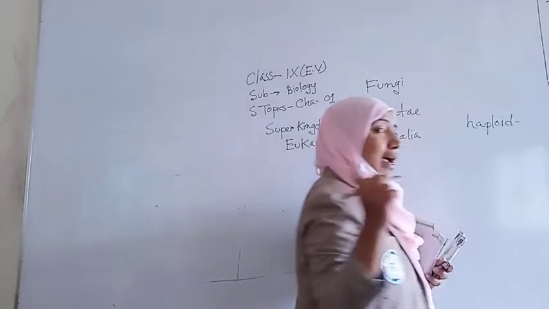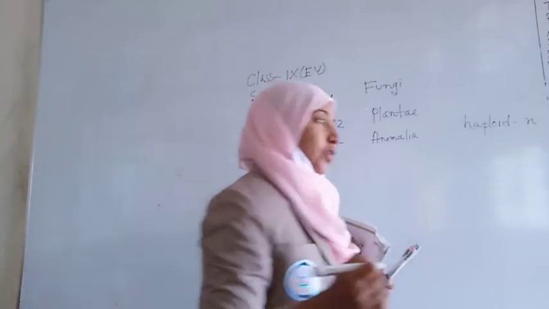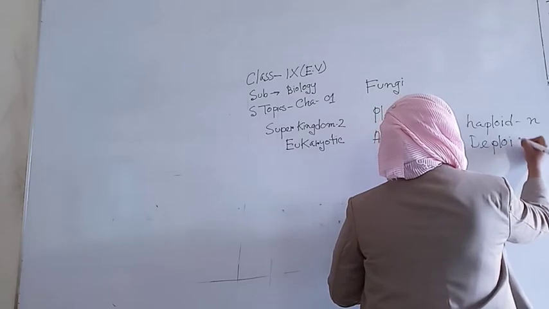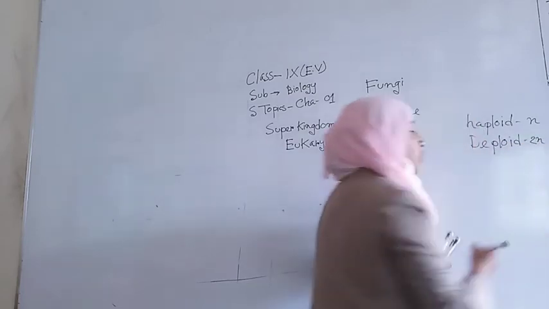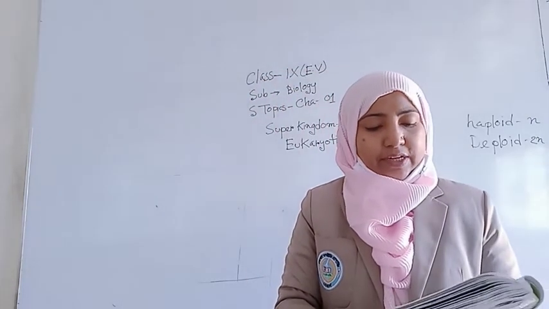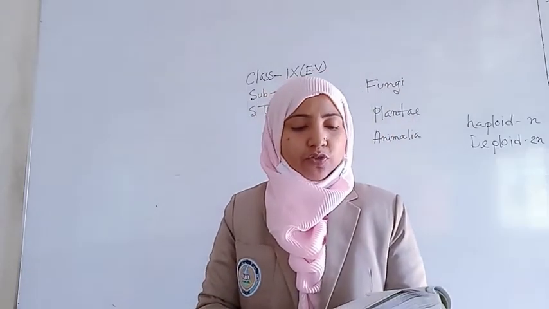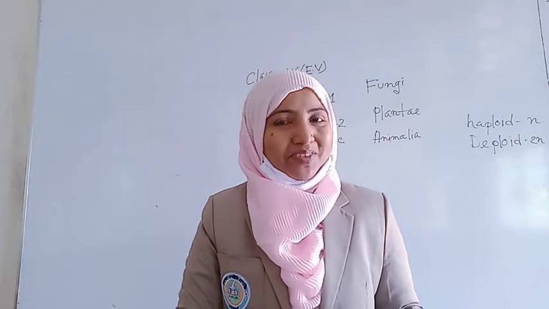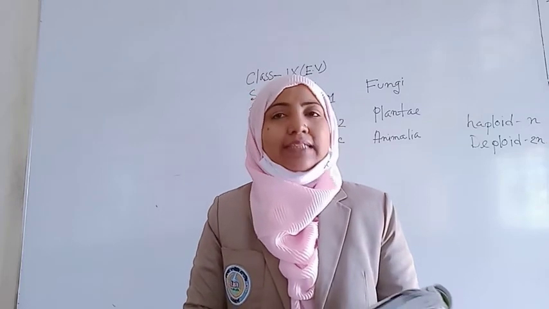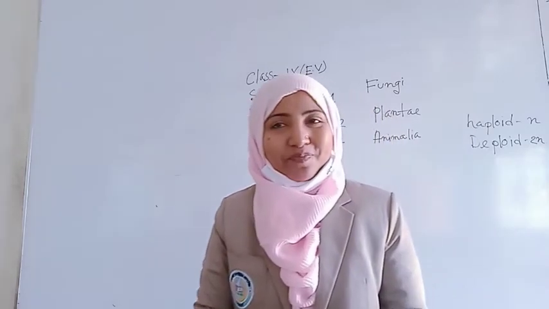Haploid means only one set of chromosomes, or a single chromosome. Another word is diploid. Diploid means the chromosomes come in two sets, or two types of structure. So they reproduce by haploid spores and their cells divide through mitotic cell division. That's another topic, mitotic cell division. Examples of fungi are yeast, penicillium, mushroom, etc.